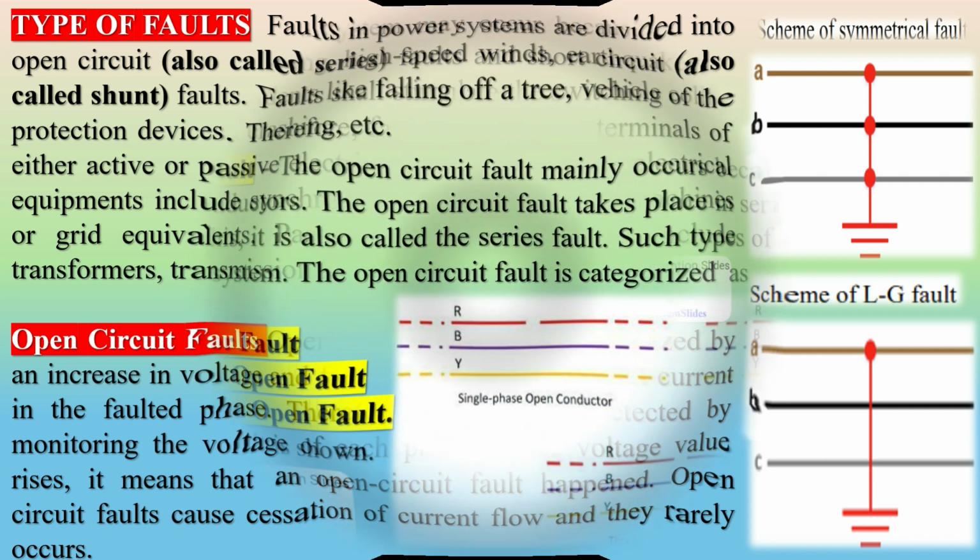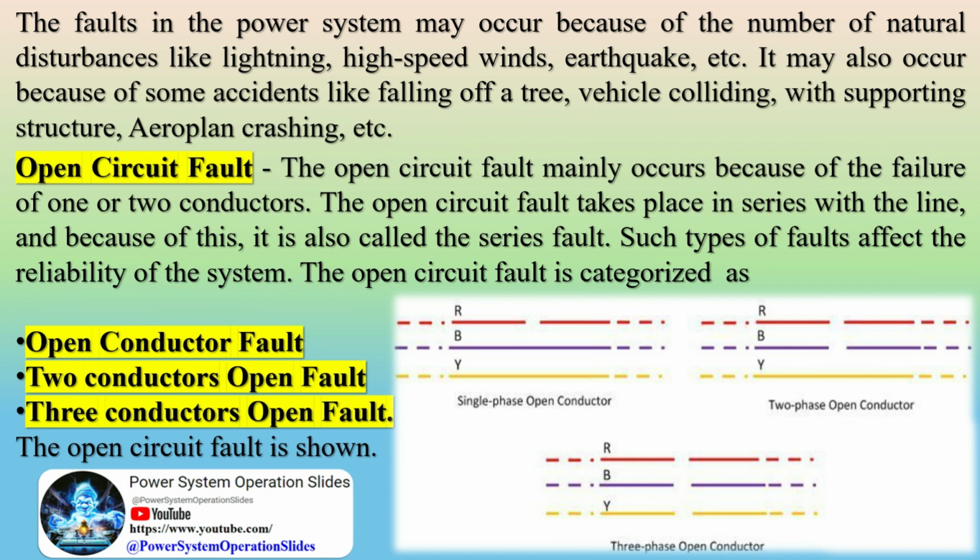The faults in the power system may occur because of a number of natural disturbances like lightning, high-speed winds, earthquakes, etc. They may also occur because of some accidents like a tree falling, a vehicle colliding with a supporting structure, an aeroplane crashing, etc.